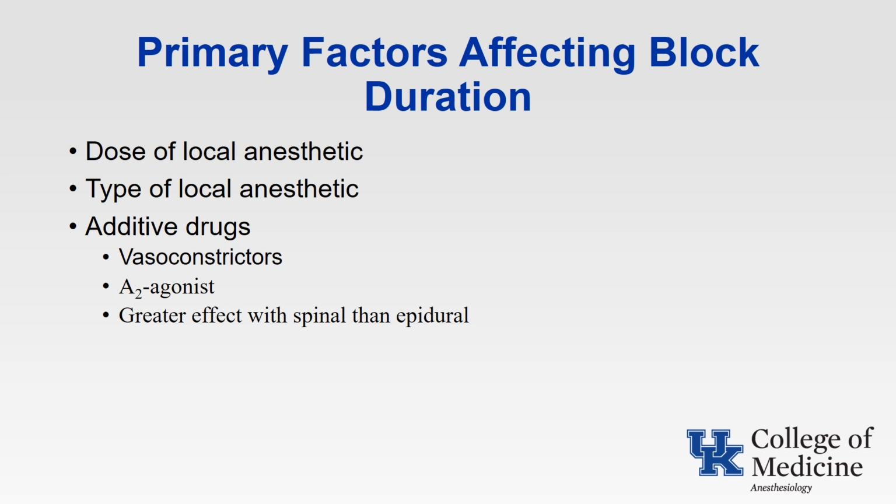You need to understand, though, that if you add an alpha agonist to your epidural or spinal block, it will also generally give you a higher degree of hypotension than if you did not add it. Also understand that these additive drugs have a much greater effect when they are added to spinal local anesthetic than with epidural local anesthetic. You don't see nearly the effect of these additive drugs when doing an epidural procedure as compared to a spinal procedure.